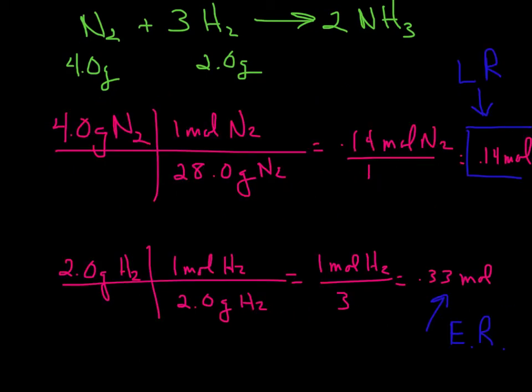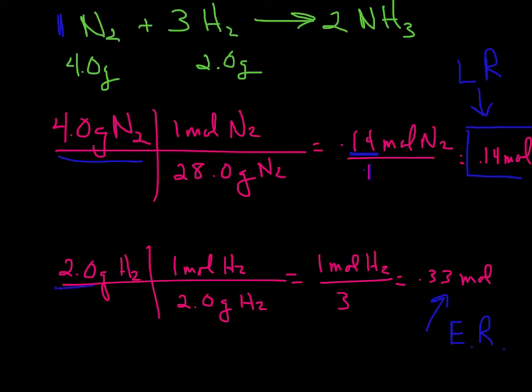So let's do it. I've got 4 grams of nitrogen right here. I take that multiplied by 1 mole of nitrogen. The molar mass of nitrogen is 28.0 grams. Each nitrogen is 14.0, so 2 times 14, that's 28. 4.0 divided by 28.0 gives me 0.14 moles of nitrogen. That's divided by 1. And again, it's 1 because this is a 1 up here. And I get 0.14 moles.